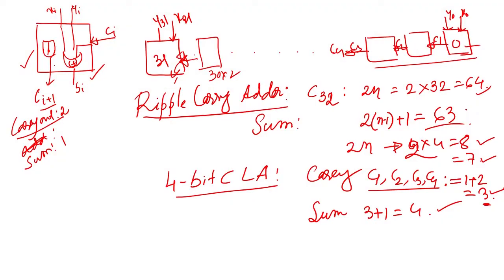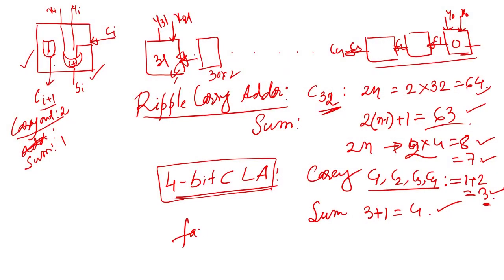Now, if you use a 64 bit carry look ahead adder, then your gate delay was 64 and 63, sum was 63 and carry was 64. Now, what we can do is we have a 4 bit CLA, so we can make a 32 bit CLA, but the problem is that there is something called the fan in constraint.